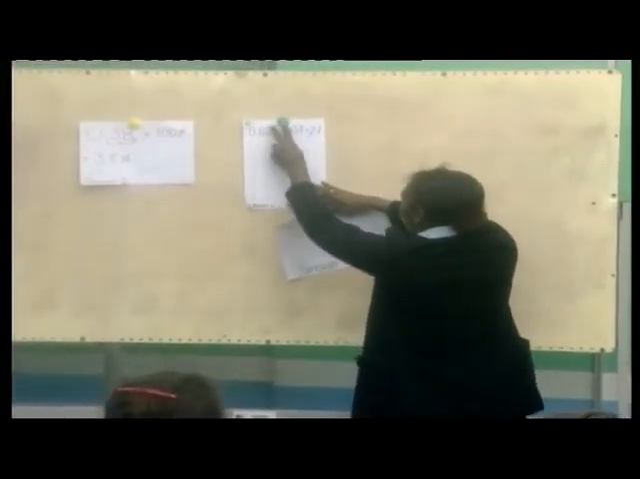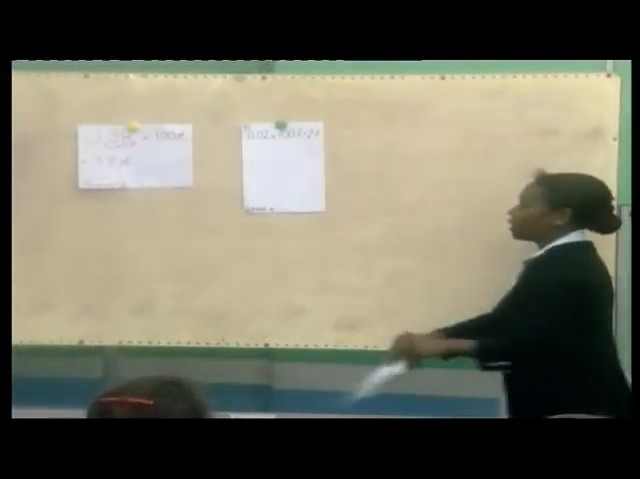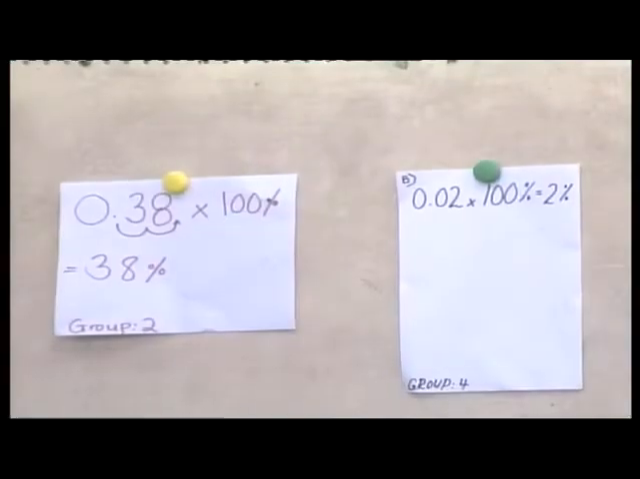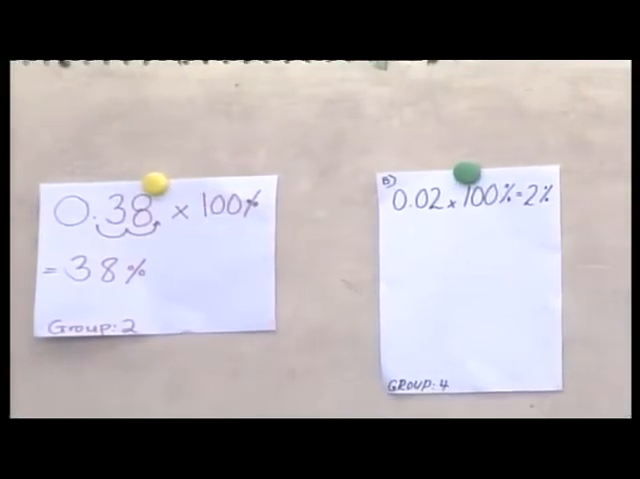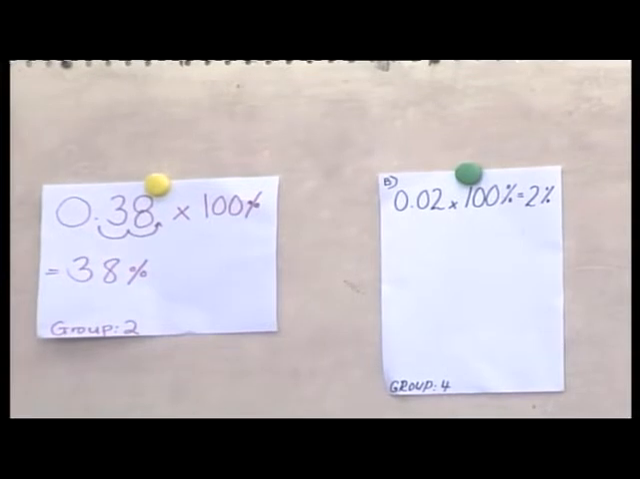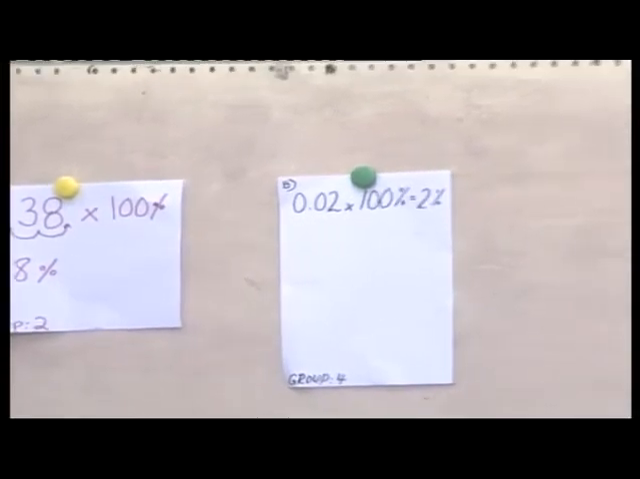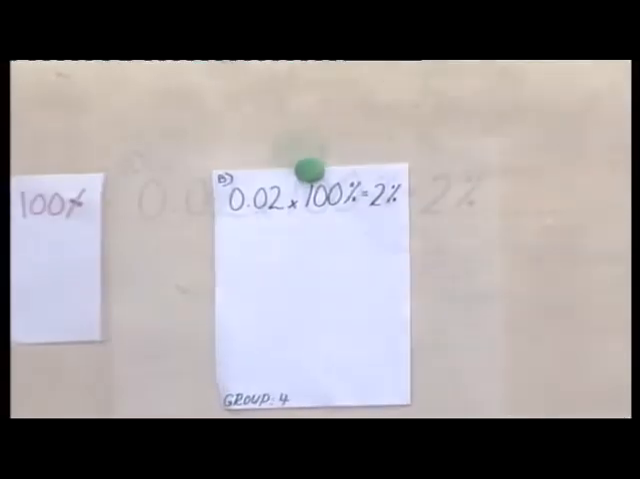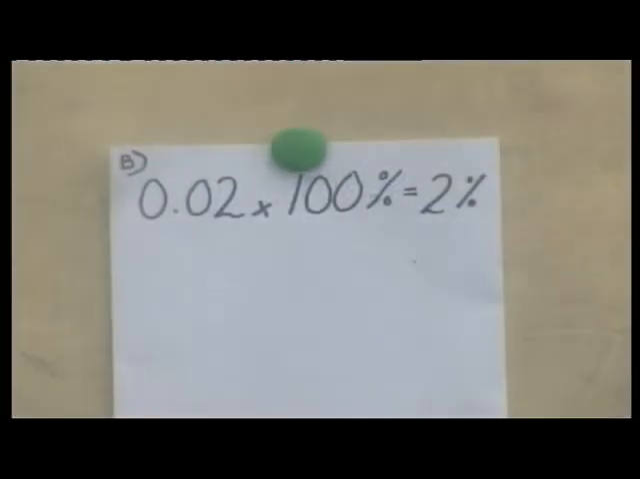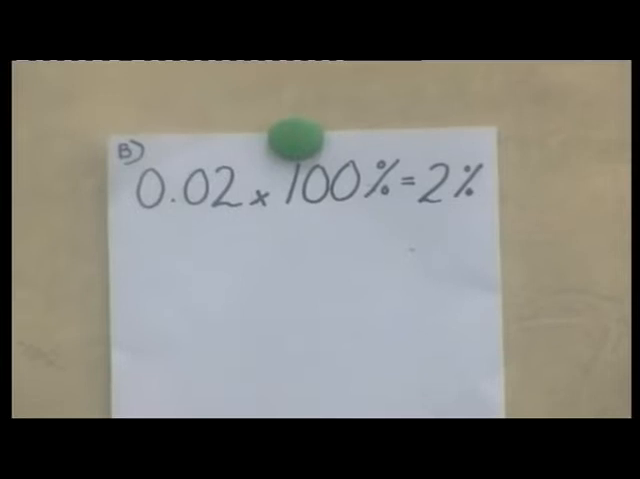Okay, we have group 4. They have changed 0.02 to a percentage. They have multiplied 0.02 times 100. And their answer is 2%. Let's cross-check to see that 2% is correct by moving our decimal point.